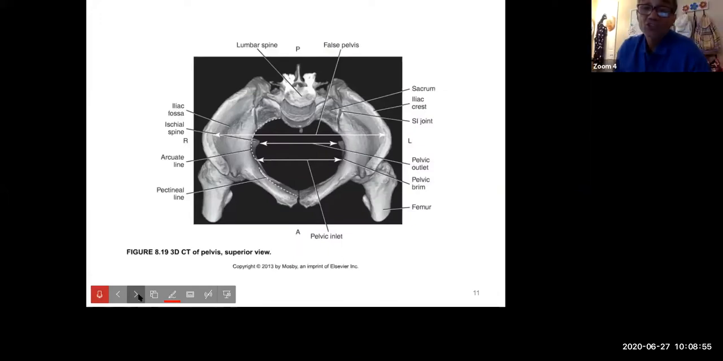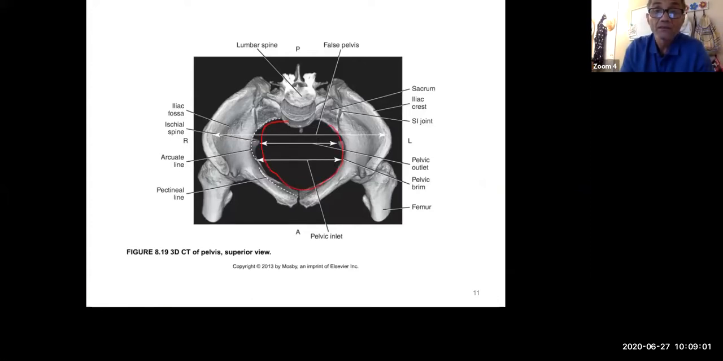Next, this is what you guys are seeing, and this is what we talk about. This is the small pelvis. And this is the large pelvis.